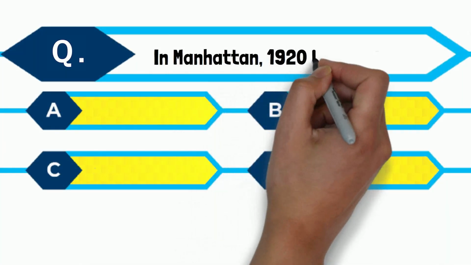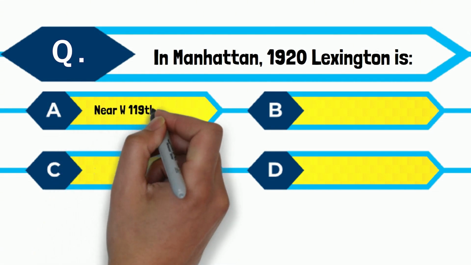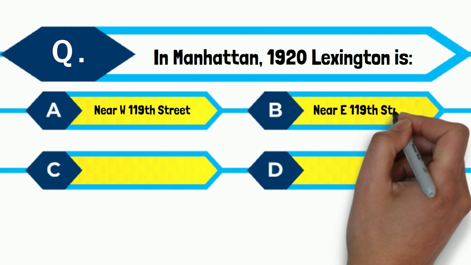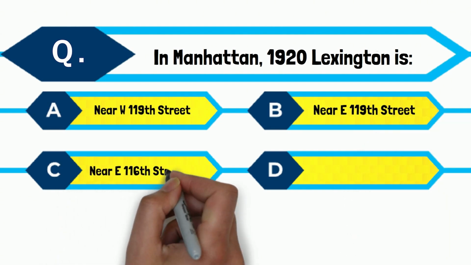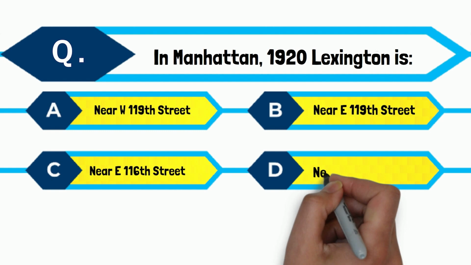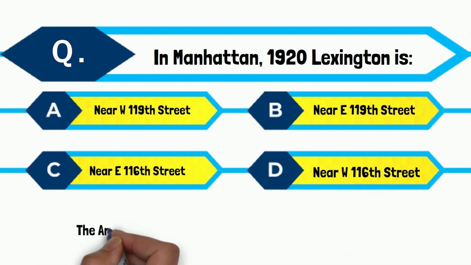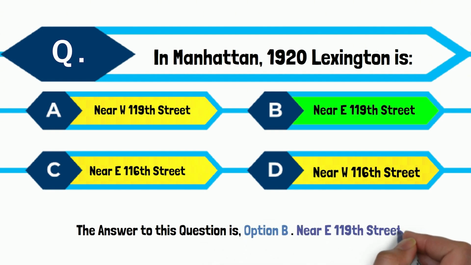In Manhattan, 1920 Lexington is: Option A, near West 119th Street. Option B, near East 119th Street. Option C, near East 116th Street. Option D, near West 116th Street. The answer to this question is option B, near East 119th Street.